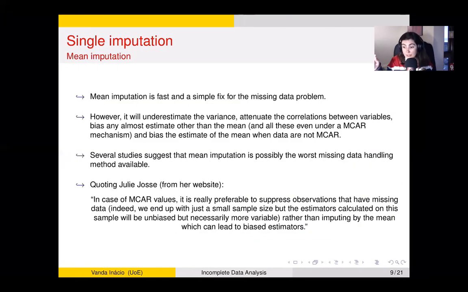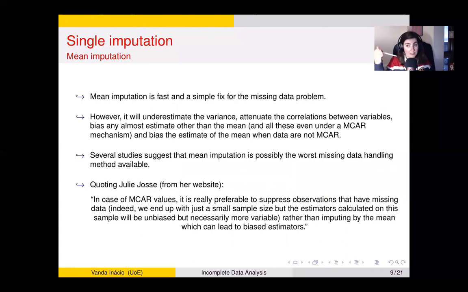Okay, are there any good things about mean imputation? Yes, it's a fast and simple fix for the missing data problem. We just look at the variables with missing values and we impute the values on each variable with the mean of that variable. So it's easy and fast, but we have already seen that it will underestimate the variance, it will attenuate the correlations between variables, and it will bias almost any estimate other than the mean, and all these things even if the missing data mechanism is missing completely at random. And if data are not missing completely at random, we will also obtain biased estimates of the mean.